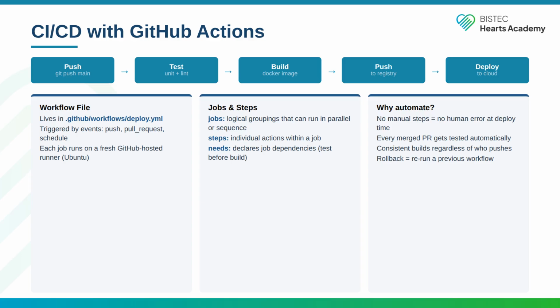GitHub Actions implements this through a workflow file that lives in your repository at .github/workflows/deploy.yaml. The workflow is triggered by events, a push to main, a pull request, or a scheduled job. Each job runs on a fresh GitHub-hosted runner, a clean Ubuntu virtual machine that is provisioned, used, and discarded for each run. Jobs can depend on each other. The build job only runs if the test job passes, and the deploy job only runs if the build job succeeds. This gives you a gated pipeline where a failing test blocks a deployment every single time.